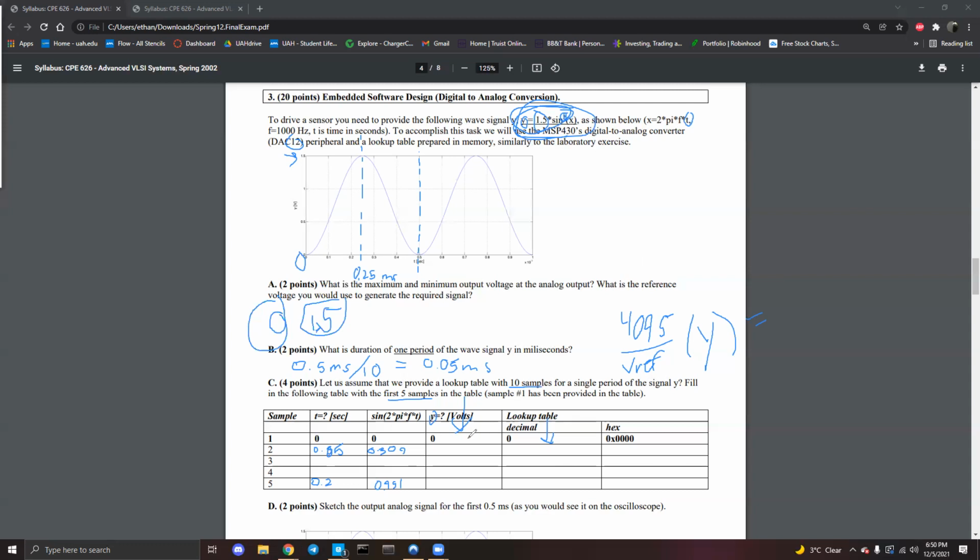Lovely. Probably changed the equation. Forgot about that part. Yeah, maybe.